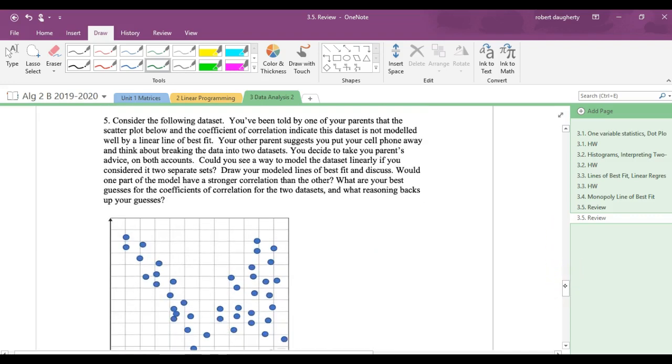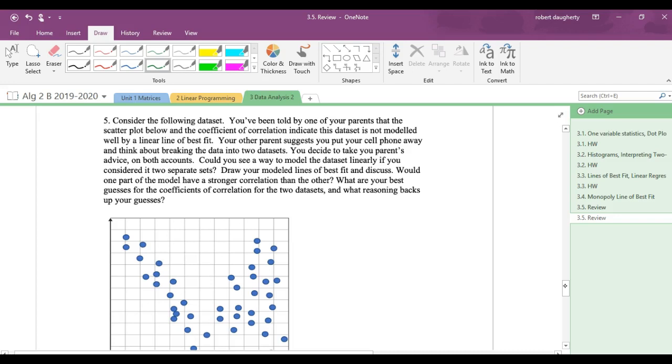Another problem. You've been told by one of your parents that the scatter plot below and the coefficient of correlation indicate this data set is not modeled well by a linear line of best fit. Your other parent suggests you put your cell phone away and think about breaking the data into 2 data sets. You decide to take your parents' advice on both accounts. Can you see a way to model this data set linearly if you considered it as 2 separate data sets?